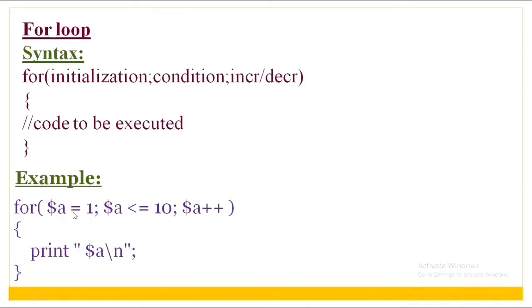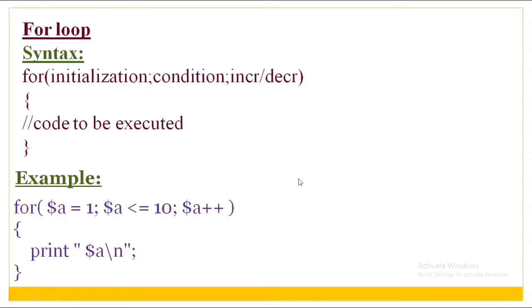Next, 2. 2 is less than or equal to 10. The condition is true and print the A value. So up to 10 the A values are printed. Next A value, suppose A value is 11. 11 less than or equal to 10. The condition is false. The loop is stopped.